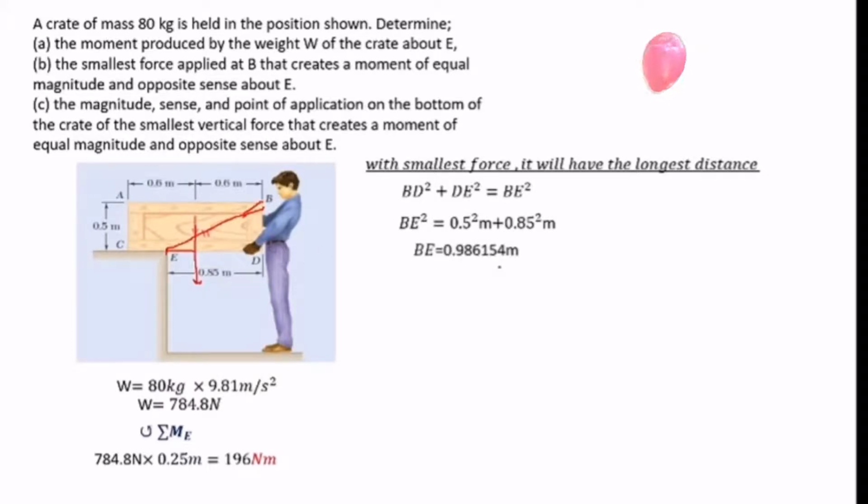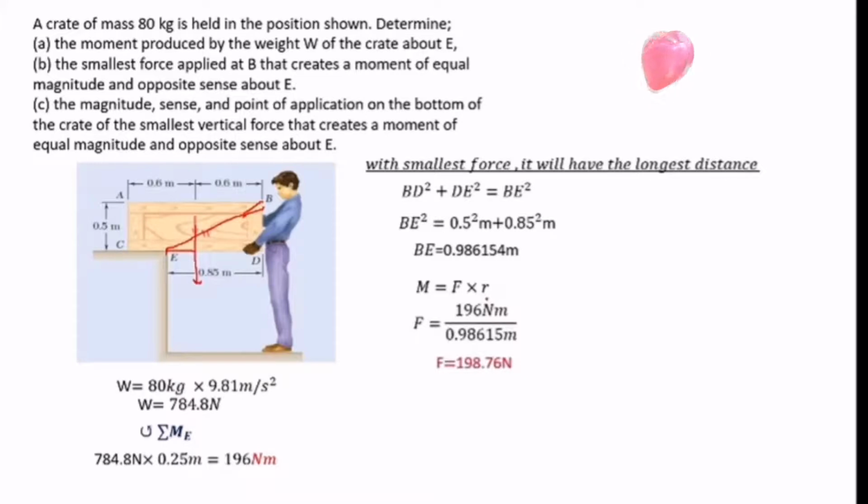So we're going to get the longest distance to be 0.9861 meters. You can leave it in 4 decimal places. So now we try finding the force as we know the longer distance. As you know, moment is equal to force times the perpendicular distance. We know the moment, we know the distance, we can now find the force.